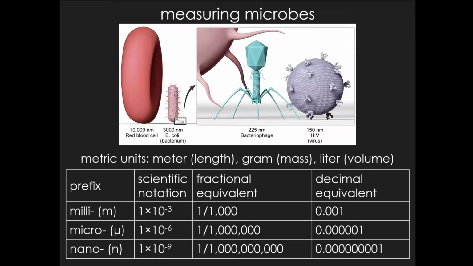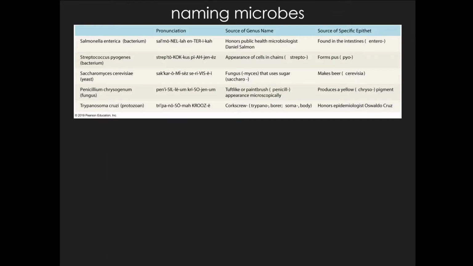The other thing that we want to hit is how to talk about these microbes. You notice I said E. coli, and E. coli is actually the scientific name of that microorganism, because it turns out that we don't name microorganisms with familiar names like we do people or horses or cows or chickens or dogs or things like that.